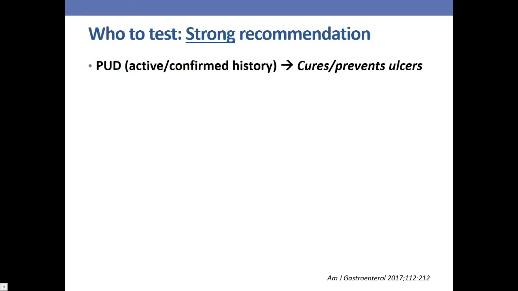So who do we test? And there are strong and conditional recommendations in the guidelines. So patients with active or confirmed history of peptic ulcer disease, you should treat. Why? Because it cures and prevents ulcers. Patients with MALT lymphoma, you should treat. Why? Because it actually leads to tumor regression. That tumor regression isn't indefinite, but at least in the short term, the tumors, many of these lymphomas will regress after you treat for H. pylori.